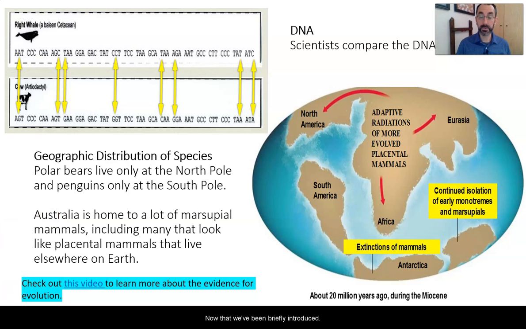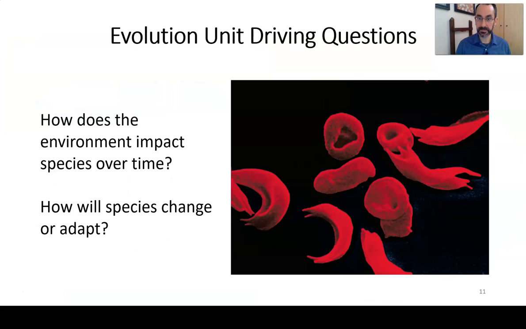Now that we've been briefly introduced to the definition of evolution, why it's a theory, and some of the evidence that supports evolution as a theory, let's think about what we're going to be investigating in this unit. Our big driving questions are, how does the environment impact a species over time, and how will a species change or adapt to that environment?